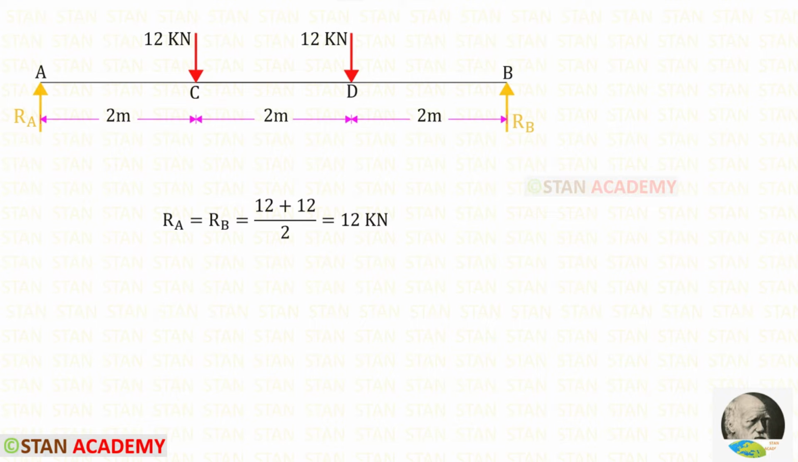Now let us find the reactions RA and RB. Since the loading is symmetrical, we can easily find the vertical reactions RA and RB. For that, we have to add both of these two loads and then divide by 2. In this way, for RA and RB, we are getting 12 kilonewton.